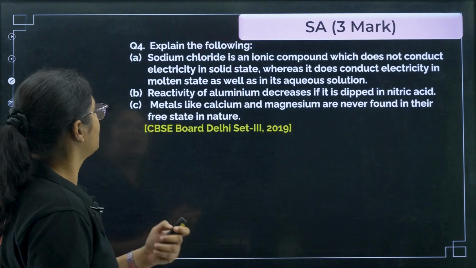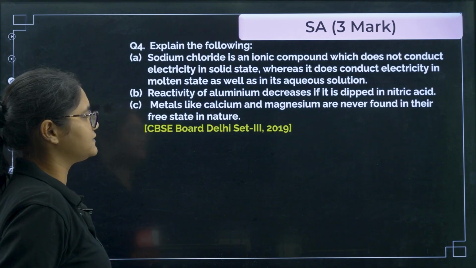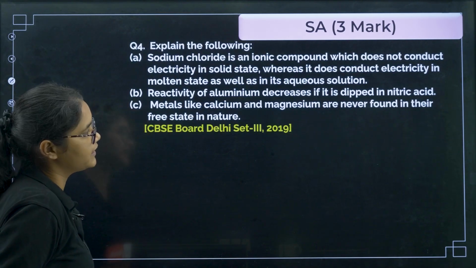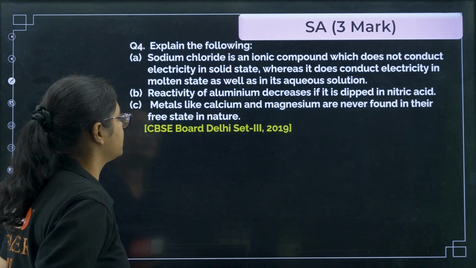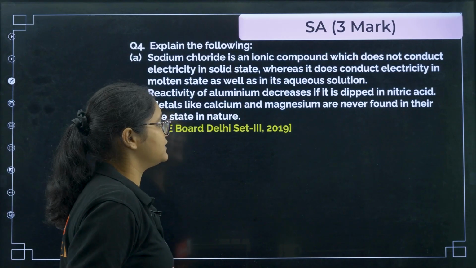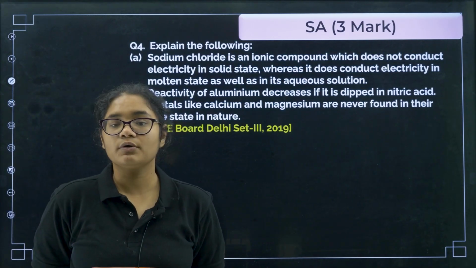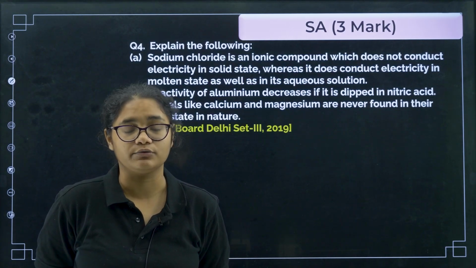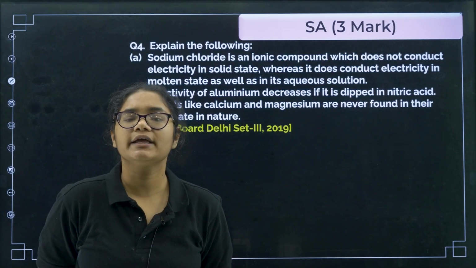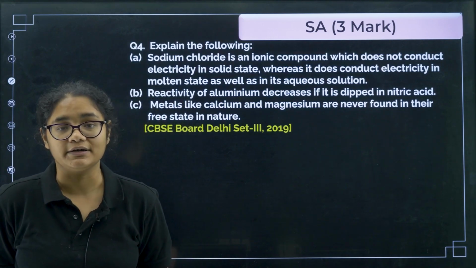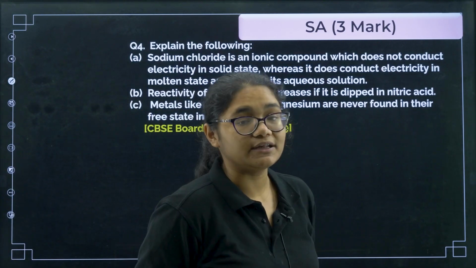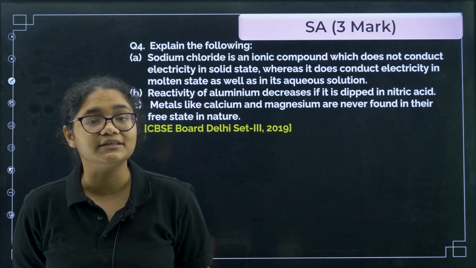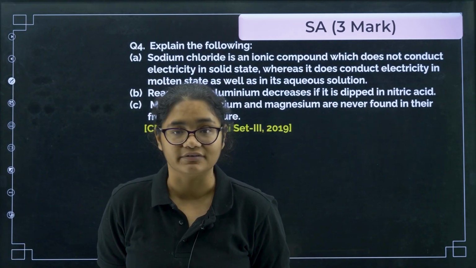Next question. Explain the following. Sodium chloride is an ionic compound which does not conduct electricity in the solid state, whereas it does conduct electricity in the molten state as well as in its aqueous solution. So here, you know that ionic compounds in the solid state do not have free ions, right? So they cannot conduct electricity in the solid state. But when you dissolve any ionic solid in a solution, it starts to form ions, and because of these ions we can conduct electricity, right?